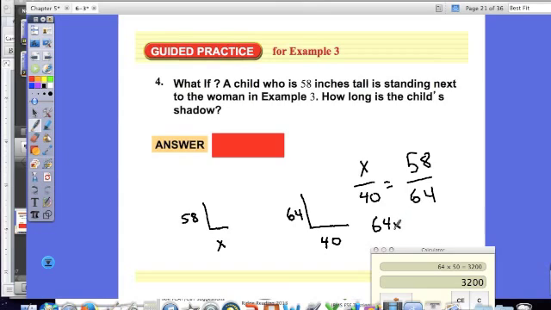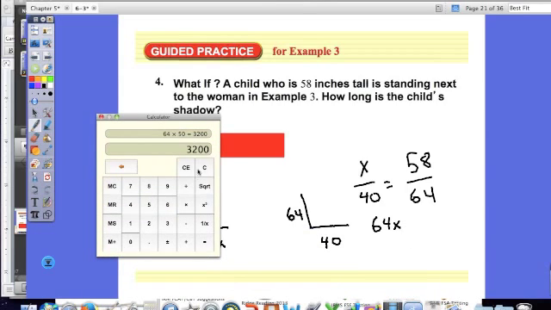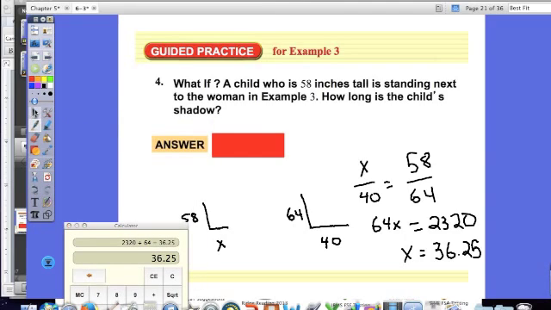64x equals 40 times 58, which equals 2,320. Divide both sides by 64. And you get the child's shadow is just a little bit more than 3 feet, 36 1/4 inches.